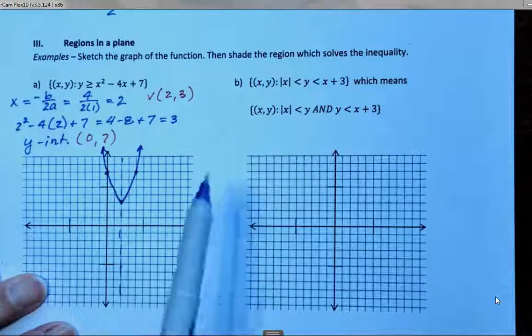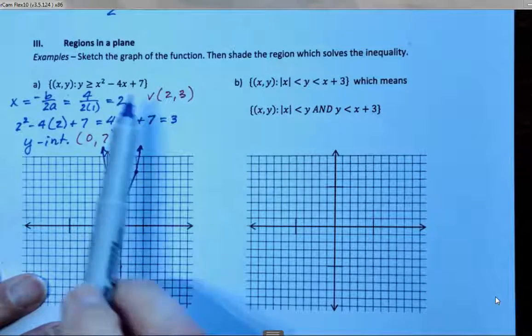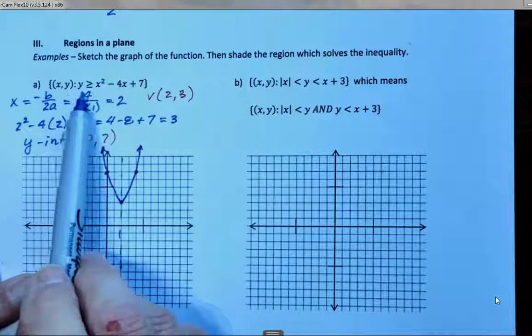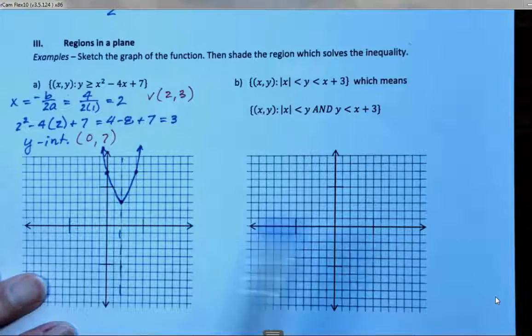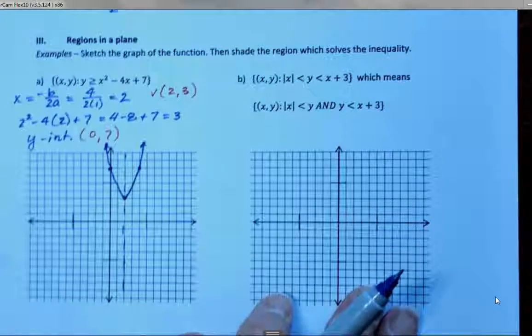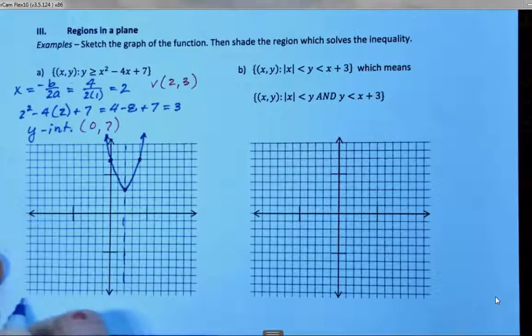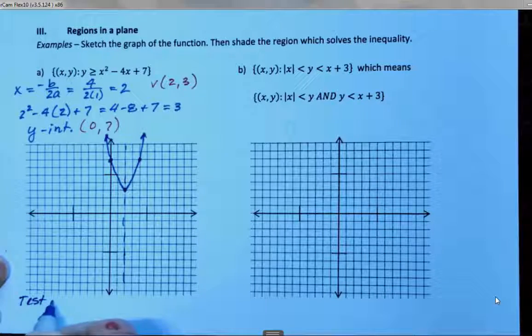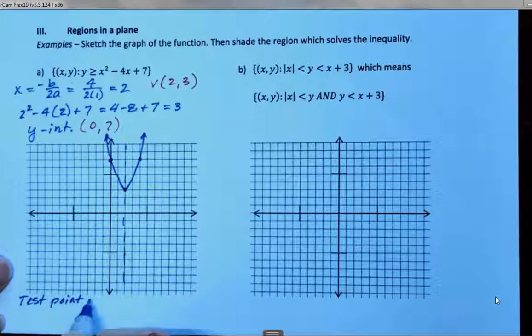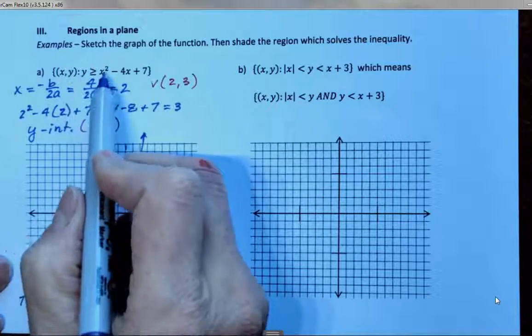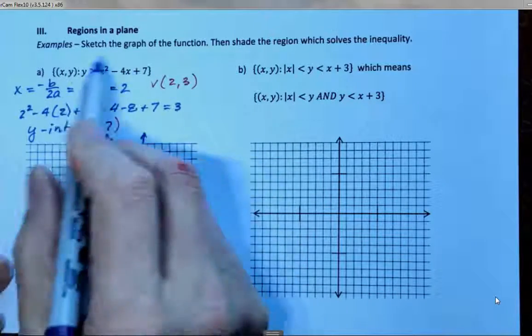And I want all those y values that are greater than or equal to this quadratic. So what I'm going to do is pick a test point. The test point I usually like to pick is 0, 0. It can be any coordinate pair you want, as long as it's not on the parabola itself. So I'm going to use 0, 0. That means I'm going to put 0 in for y and 0 in for x and see if it solves my inequality.